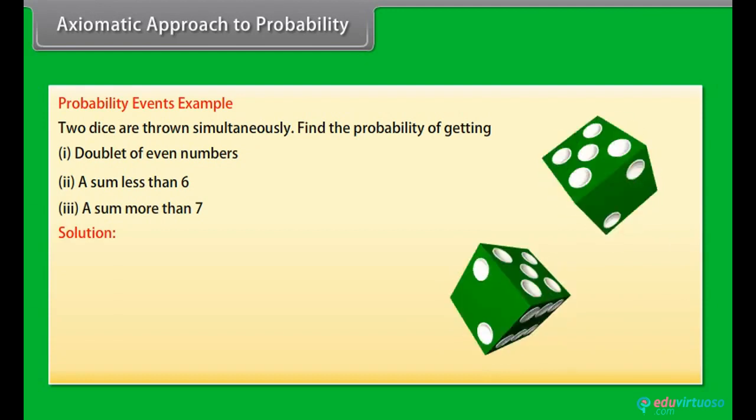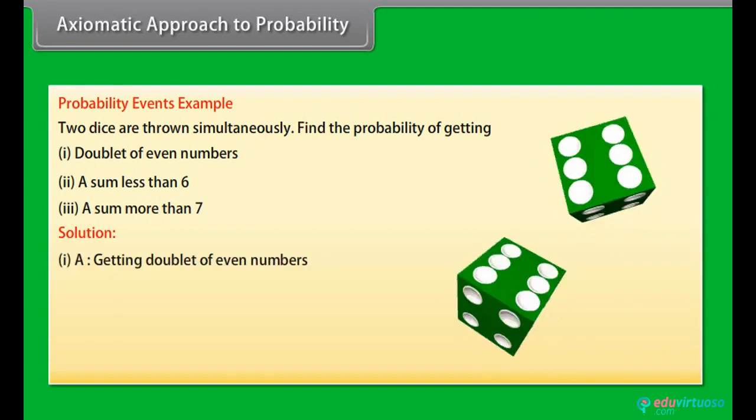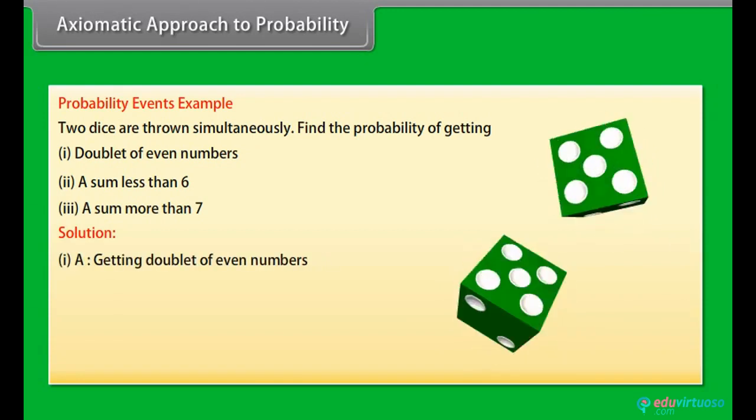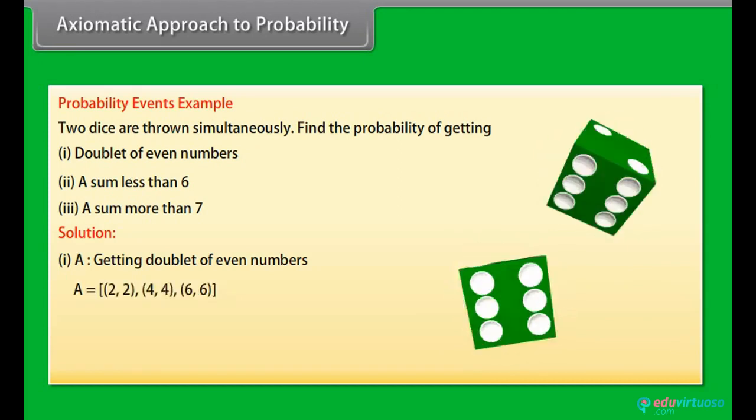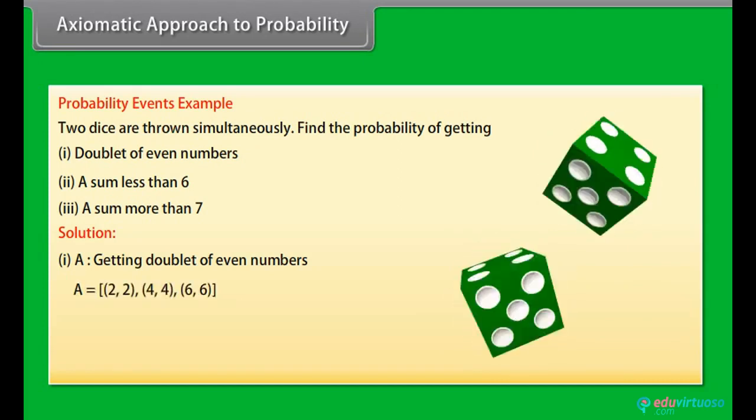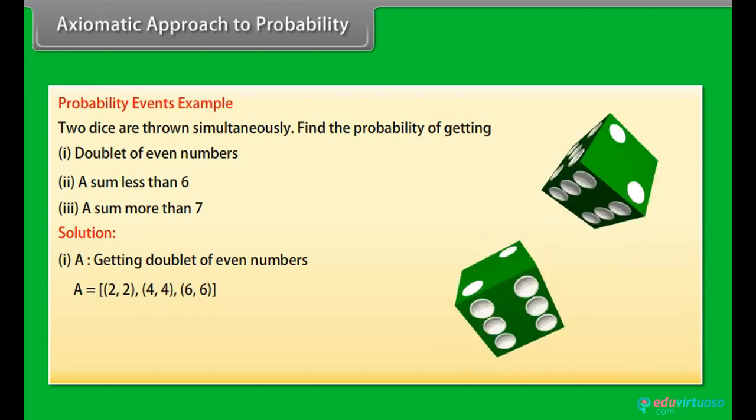Solution. 1. A. Getting doublets of even numbers. A is equal to (2,2), (4,4), (6,6).